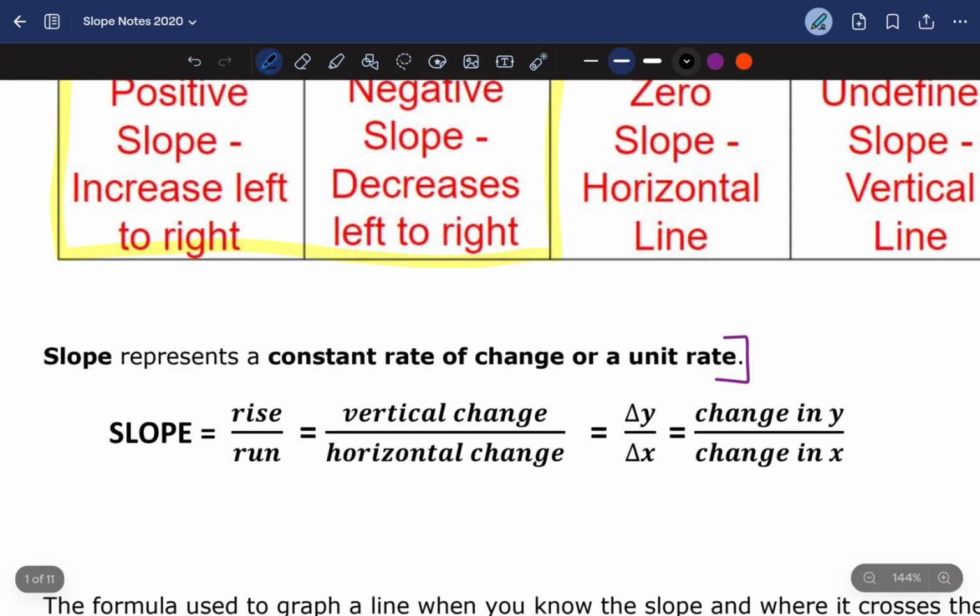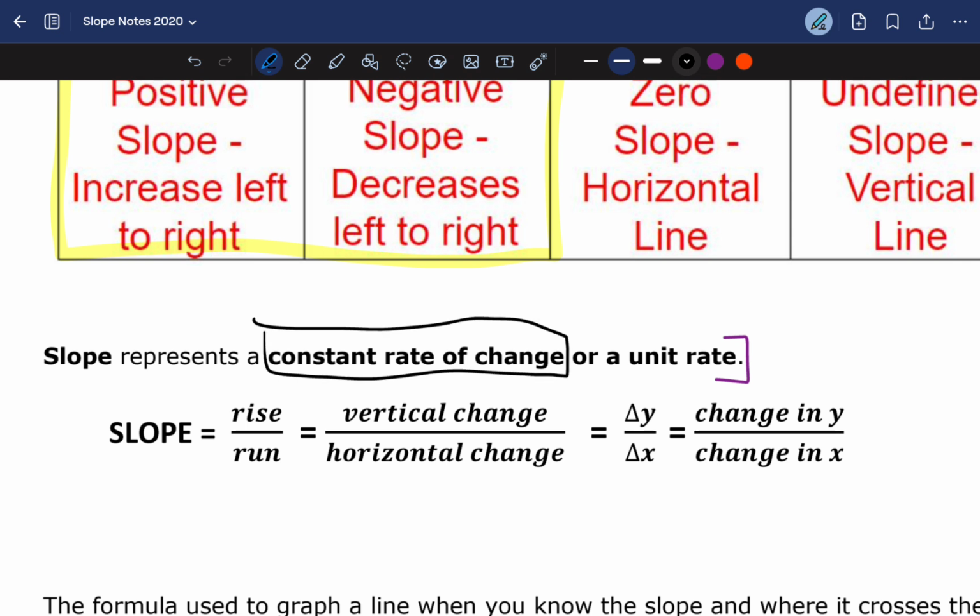So slope represents a constant rate of change, which is what I just said. You'll hear me say rate of change in this unit, or it would be a unit rate, which we learned about, and we'll go over that a little bit more as we progress through this second half of the unit. So you'll hear me say some terms here. Slope means rise over run. I always think about it like you rise out of bed before you run. So you have to get up before you can run, because you can't just run out of bed.